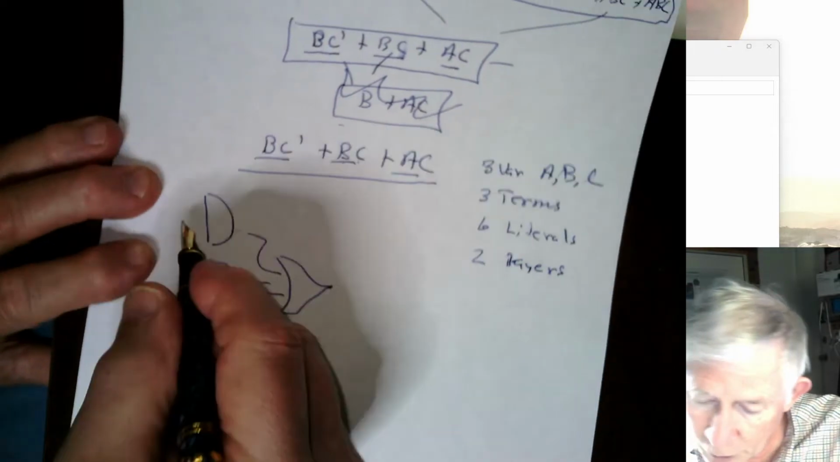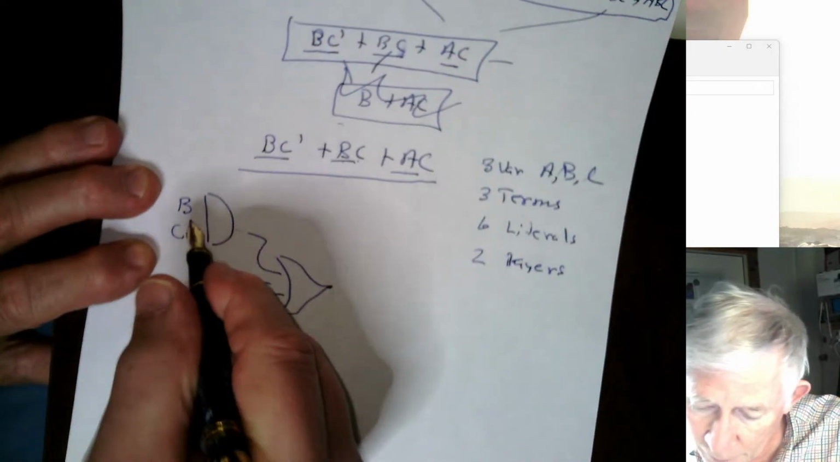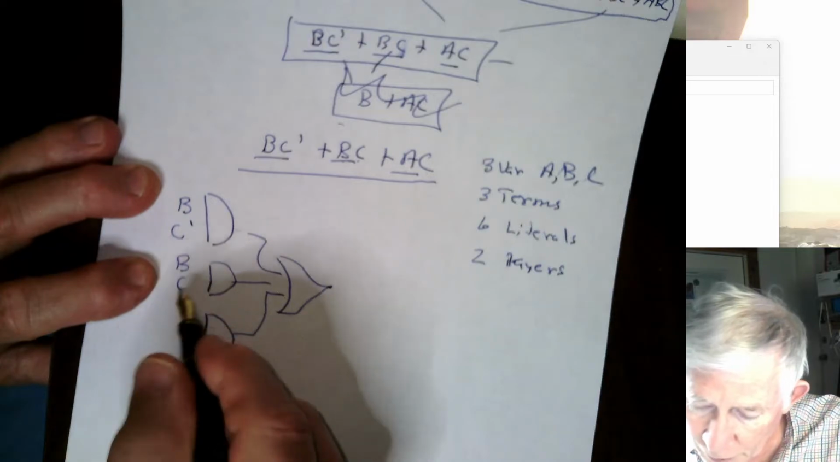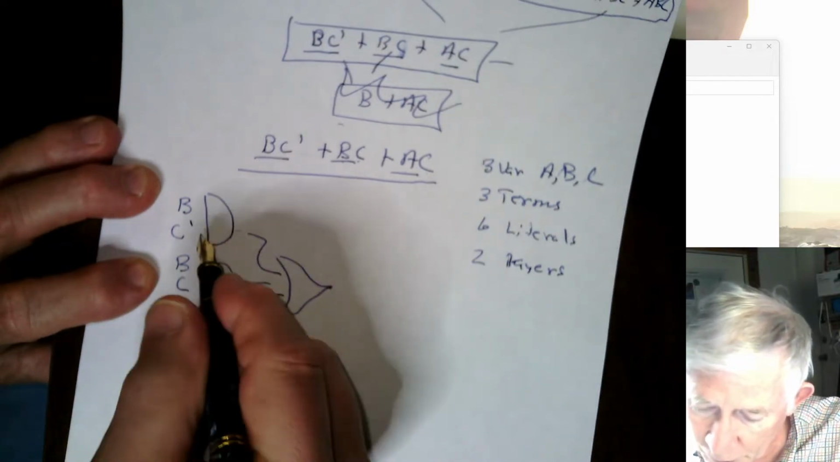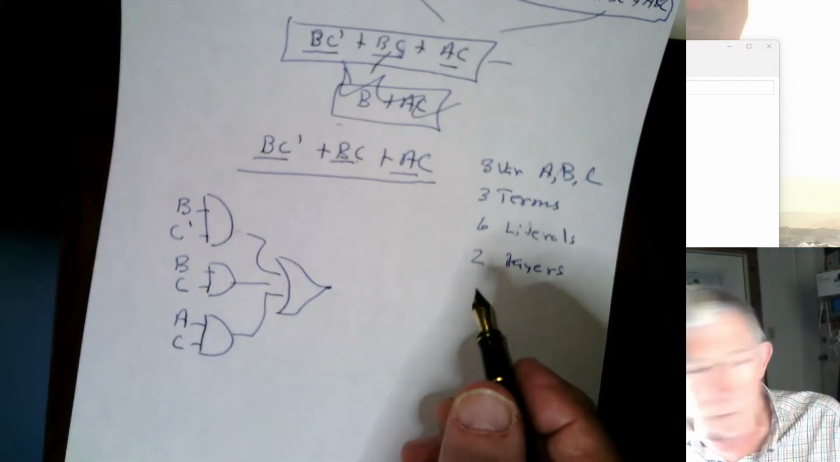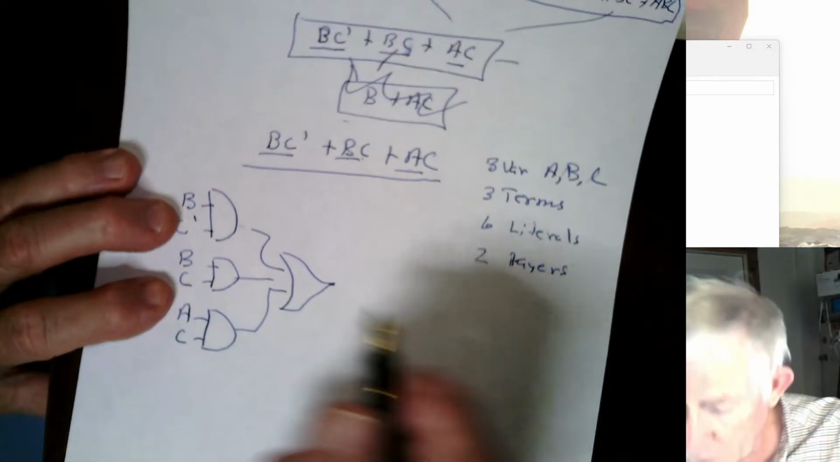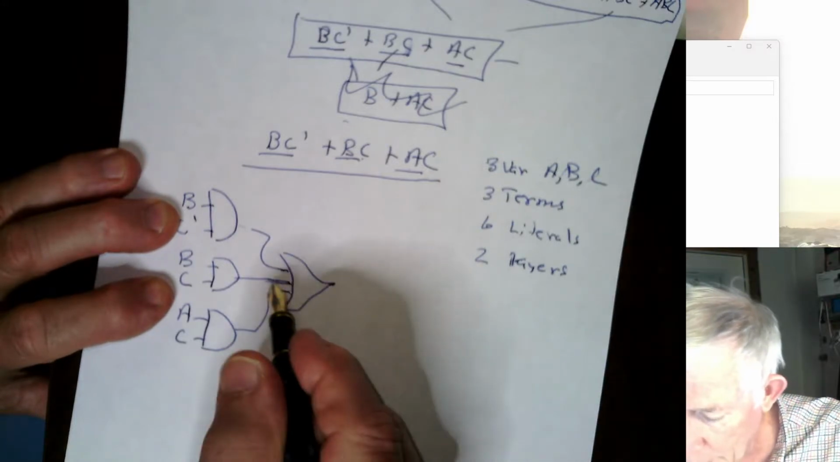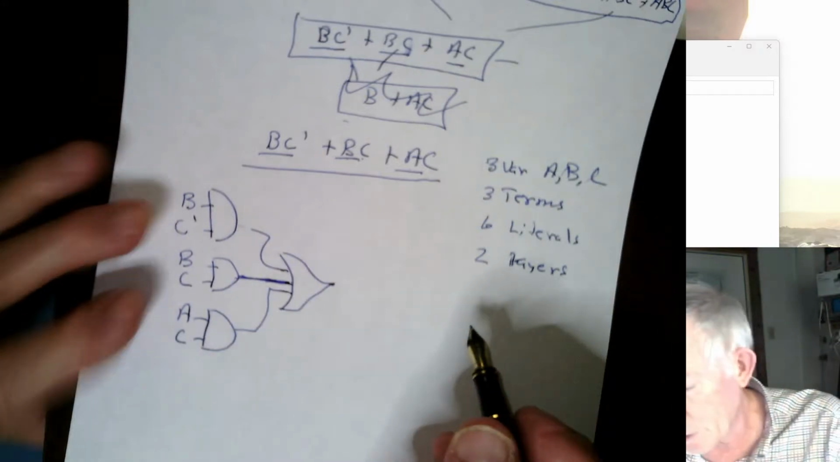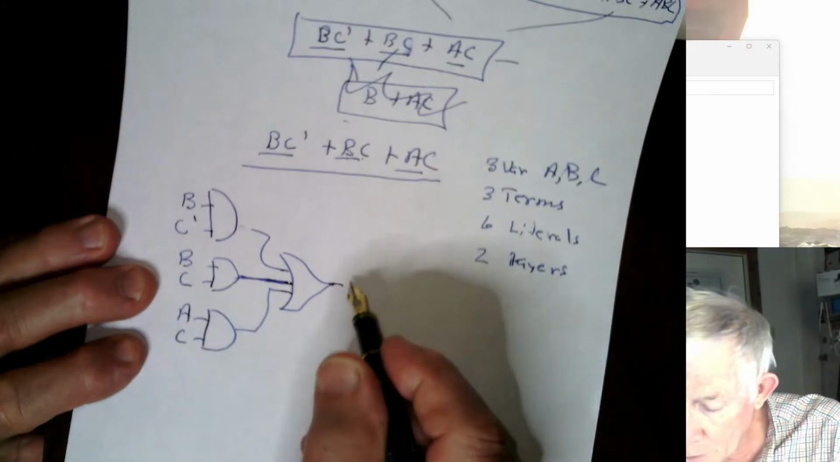This one we're going to put in B and C prime. This one we're going to put in B and C. This one we're going to put in A and C as inputs. Each gate in this particular case is going to have 2 inputs, but it could have 3 or 4 or 100. Well, maybe not 100. The hardware probably wouldn't work with 100 inputs, but it could have more, certainly, than 2. And then our output would be F.